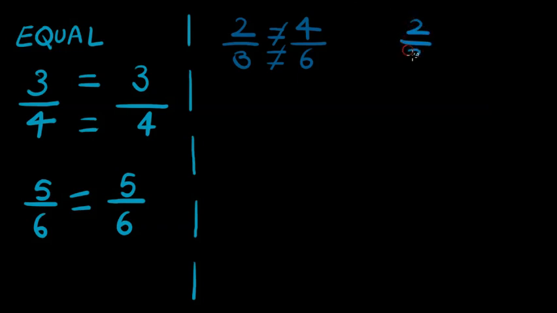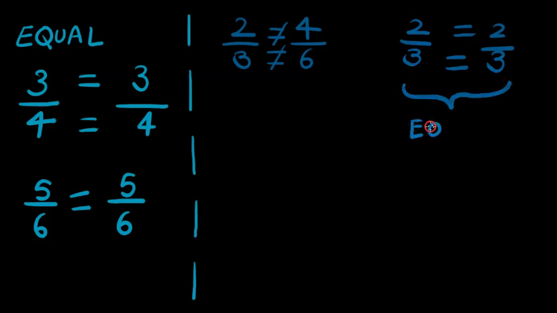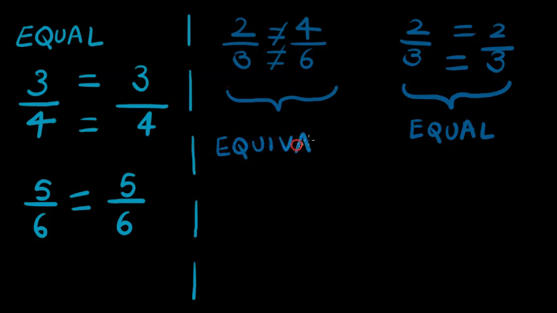Like I have 2 upon 3, the numerator of the other equal fraction needs to be equal to the numerator of this, which is 2, and the same goes for the denominator. So I have the same fraction, so these two are equal fractions, and these two are equivalent fractions, and we are done.